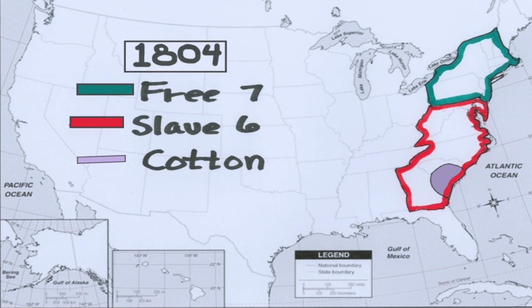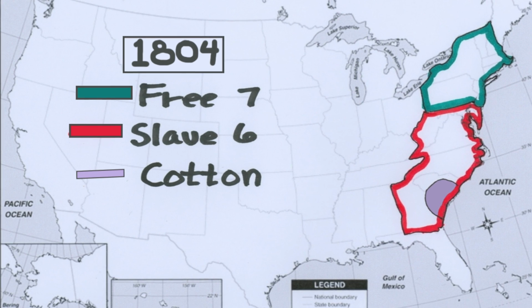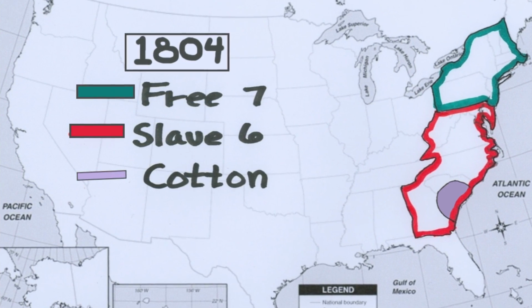Here is a map of the distribution of slave and free states in 1804. You'll notice that at this time, the 6 southern states that grew cotton and had a plantation economy permitted slavery, whereas the 7 northern states that were concentrated on the self-sufficient family economy had outlawed or were in the process of outlawing slavery. You will notice also the dark line in the southeast corner, which indicates the extension of cotton production at that time. There was, in other words, a rough balance between slave and free states.